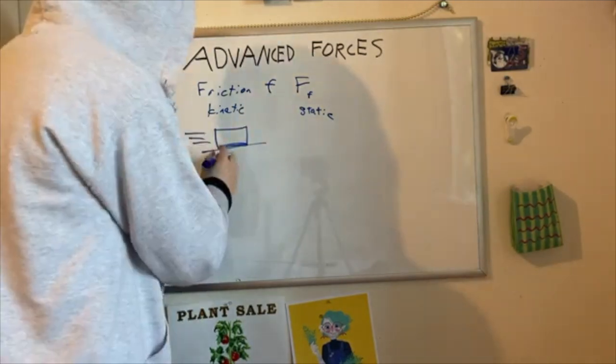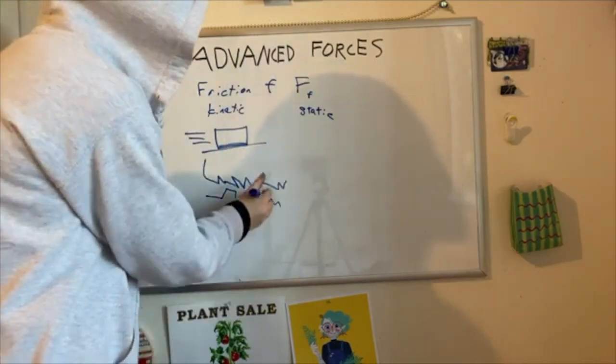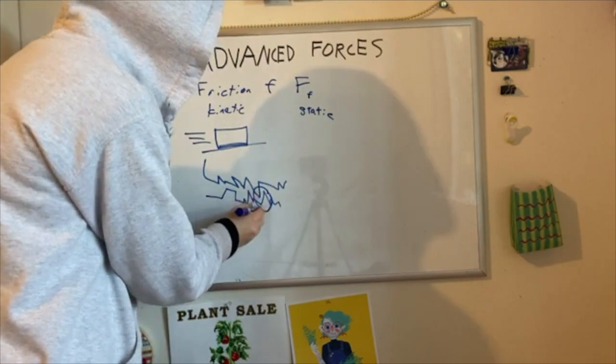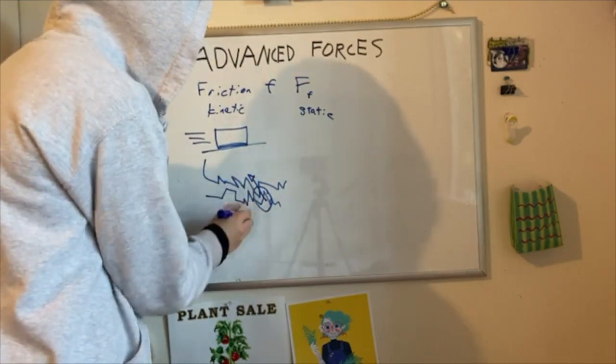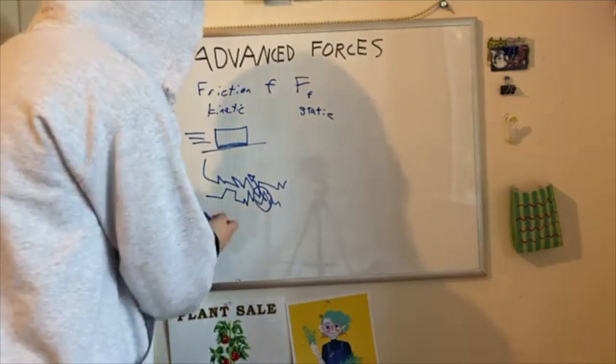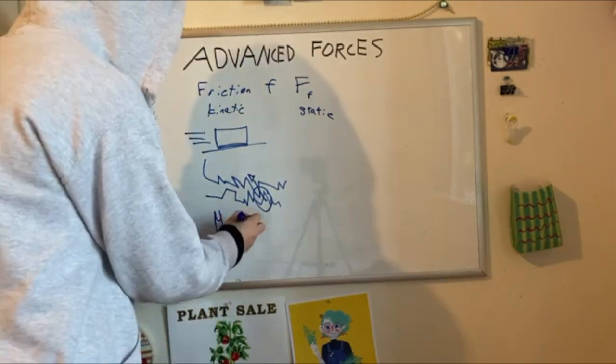And so, the ground and the box are actually really jagged and stuff. They're gonna collide, like right here. And so, the friction, based on the amount of roughness, will exert a certain amount of normal force back onto the box. It's calculated by mu, or the coefficient of kinetic friction, times normal force.